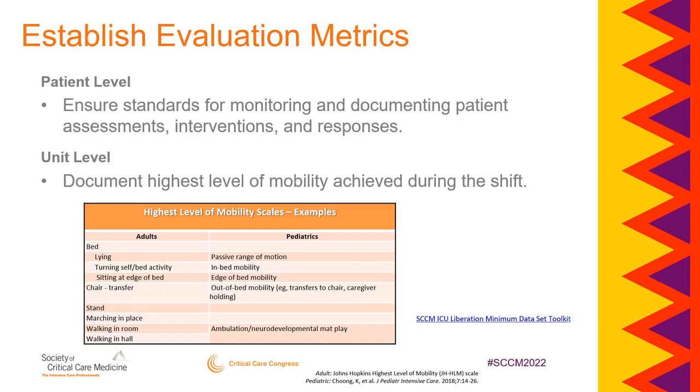The final component is to establish those evaluation metrics. At the patient level, you want to ensure standards for monitoring and documenting patient assessments, interventions, and their responses. And at the unit level, you want to be able to know what's the highest level of mobility achieved during a shift. Here's an example in adults and in pediatrics of that highest level of mobility. I also refer you to, again, that ICU Liberation minimum data set toolkit that has metrics for each of the bundle elements, how to measure, and then an Excel spreadsheet where you can collect data, put it in, and get your compliance.